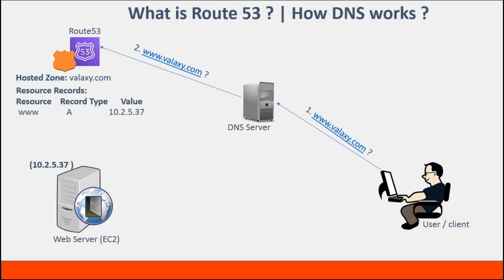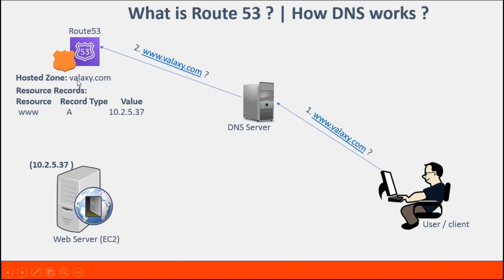You see here the way I am putting the resource record information. Here I mentioned that the resource name is www. The resource value is the IP address of my EC2 server. So whenever a request comes to Route 53, Route 53 will first check the question. The question is all about www.veloxy.com. In that, the domain name or the zone name is veloxy.com.